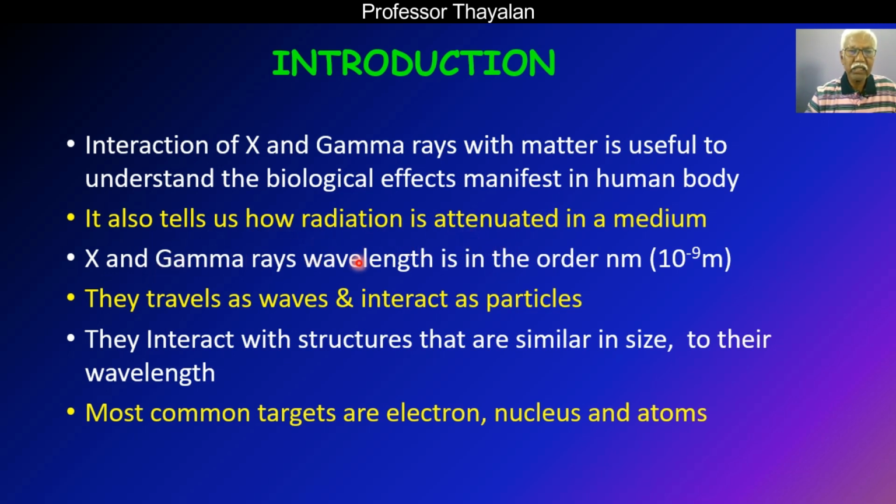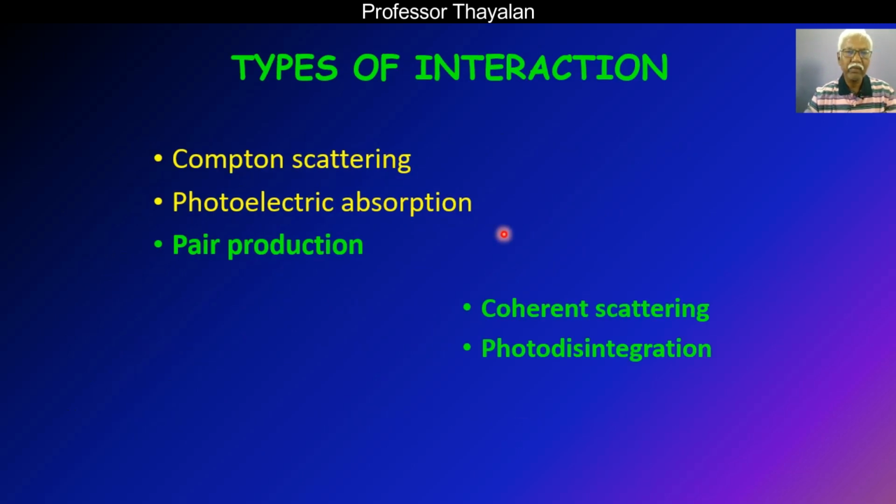X-rays and gamma rays have wavelength in the order of nanometer, and 1 nanometer is equal to 10 power minus 9 meter. They travel as waves in a medium and interact as particles. They interact with structures that are similar in size to their wavelength. That means structures having a nanometer dimension have more probability for interaction. The most common targets are electron, nucleus and atoms.